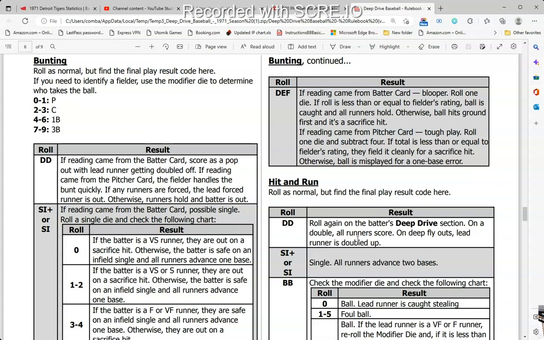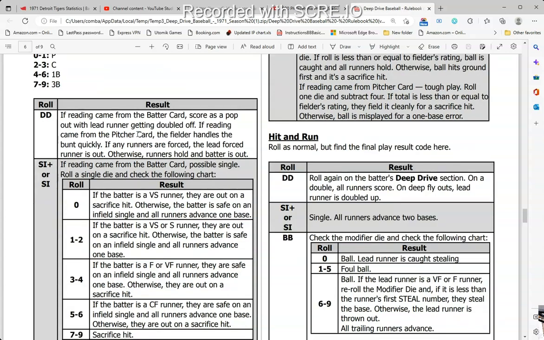Let's quickly look here. All right, so on the left, we're going to have the bunting chart. Now, the roll is normal, but then you're going to have a play result code, and this is going to tell you who fields the bunt. The pitcher is 0 to 1, catcher is 2 to 3, the first baseman is 4 to 6, and the third baseman is 7 to 9. Very easy to remember, right? Lower numbers: pitcher, catcher, first base, third base, and then of course your second baseman and your shortstop are doing other things. So let's look at the chart.